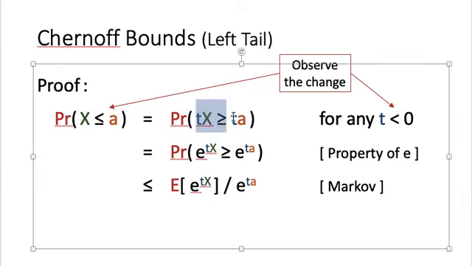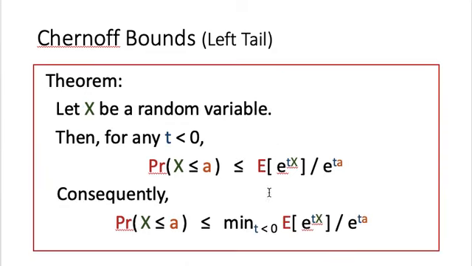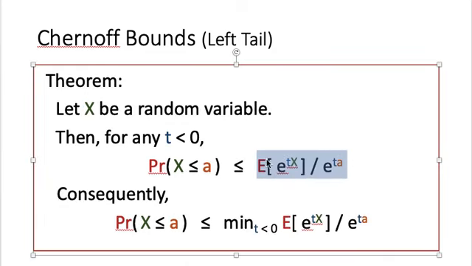Because this is still greater than or equal to, this happens if and only if this happens. It doesn't matter whether the number is negative or positive for tx greater than or equal to ta to imply e to the power tx greater than or equal to e to the power ta, and vice versa. Now, because we have the same form here, we apply the Markov inequality in the same way, so we get the same format of the right-hand side. But notice that this is important: the choice of t is now restricted to those that are less than 0.